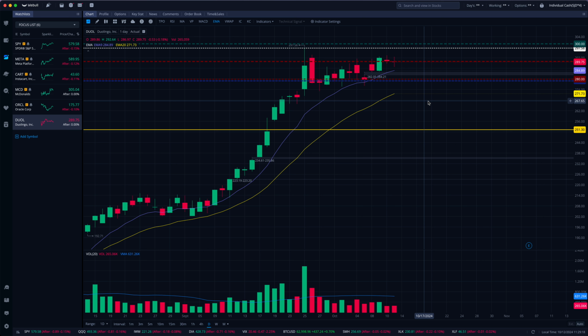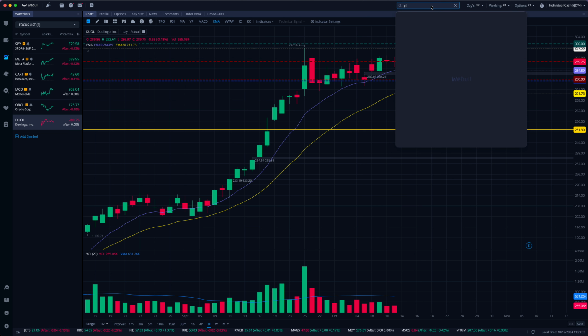What else? Not only can dark pools and institutional activity help you decide where to risk off, it can also help you decide when to get in a trade or when not to get in a trade. A great example of that on another chart is Palantir recently.